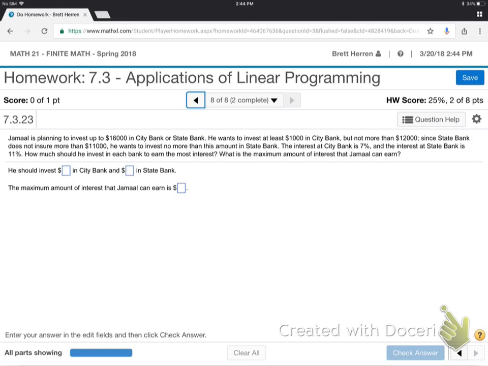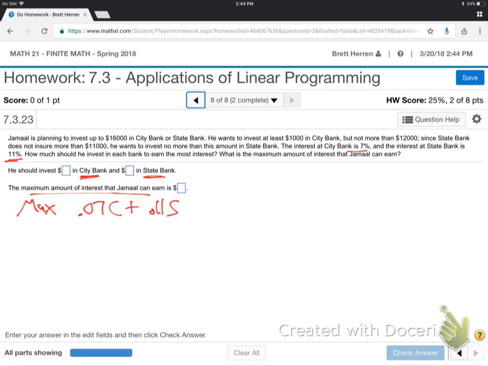Jamal, planning to, okay, first up, max or min? Max is what Jamal earns. How do I find what Jamal earns? It's the percentages of the interest. Citibank 7%, and here it is, Citibank and State Bank. Those are my 2 variables. So make a decimal, 0.07 Citibank, and 11% for State Bank. There's what I'm maximizing. See how I figured that out right away? He's maximizing the interest he earns.